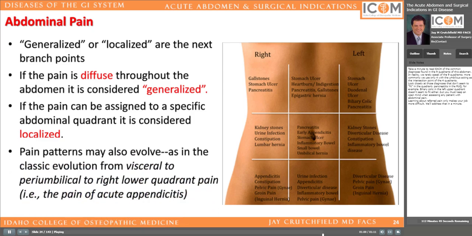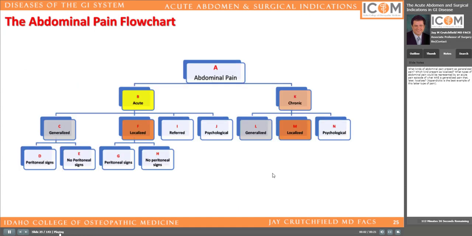Pain patterns may also evolve, as in the classic evolution from visceral to periumbilical to right lower quadrant pain seen with the pain of acute appendicitis. Just keep an open mind. What kinds of abdominal pain present as generalized pain? Which kind present as localized? What types of abdominal pain could be represented by an acute pain episode of what was a generalized pain that later localizes? Appendicitis is the best example of this latter type of pain.